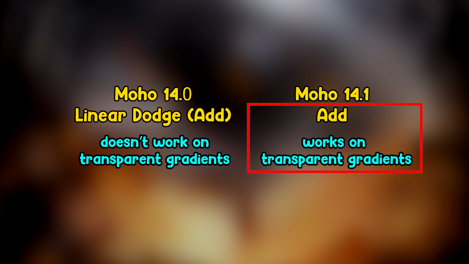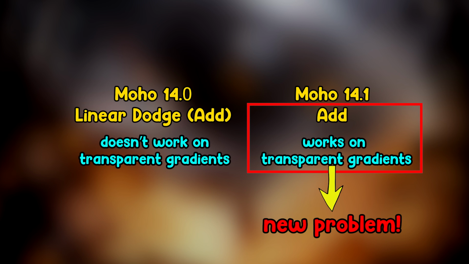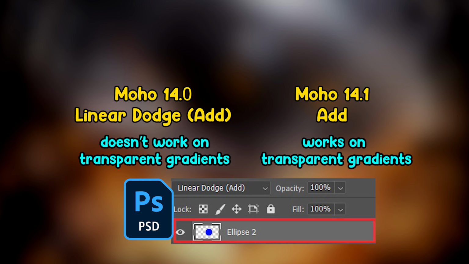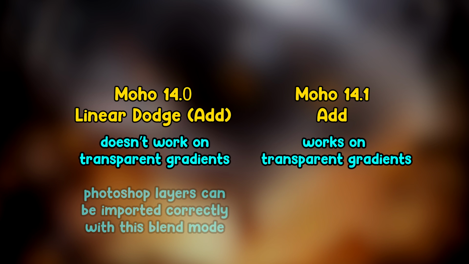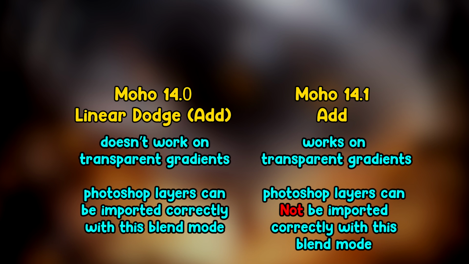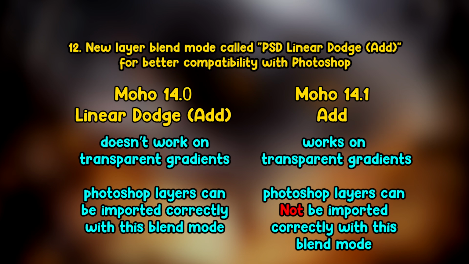But these changes that they made have brought a new problem. The problem is, if you have a Photoshop file that has a layer with Linear Dodge Add blend mode, although if you import it into Moho 14.0, the result of Linear Dodge Add will be similar to what you have in Photoshop, in Moho 14.1, the Add blend mode will ruin it, so you won't have the same result. That's why we have this new improvement for Moho 14.1: a new layer blend mode called PSD Linear Dodge Add, for better compatibility with Photoshop.